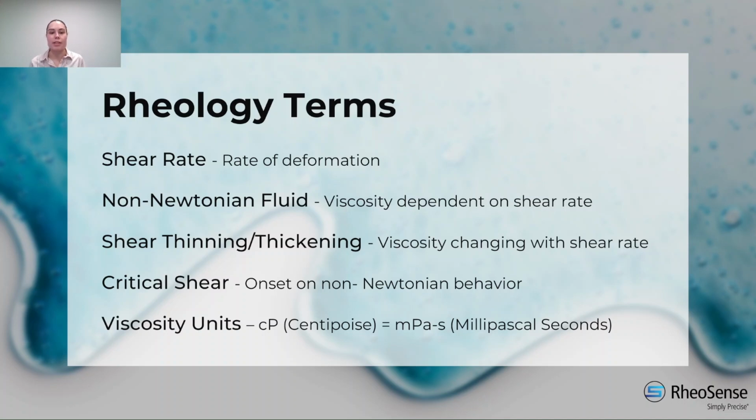When I say critical shear, I'm talking about the onset of this shear thinning or shear thickening behavior. A lot of fluids first will look like a Newtonian fluid, but as you ramp up shear rate, will suddenly become non-Newtonian, and that's where we'd call the critical shear. Finally, the units I'm going to be using throughout this presentation and in this webinar are centipoise, which is the same as millipascal seconds. And these are dynamic viscosity.